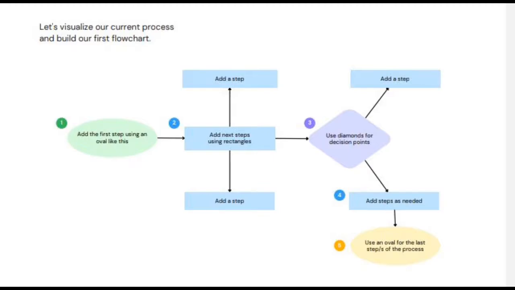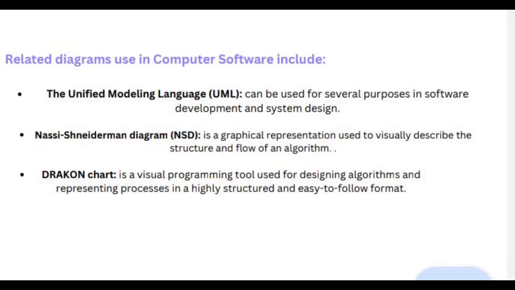So ikatupat is add step as needed. Kalima is use an oval for the last steps of the process. So mao ni siya ang example sa paghimo sa flowchart.